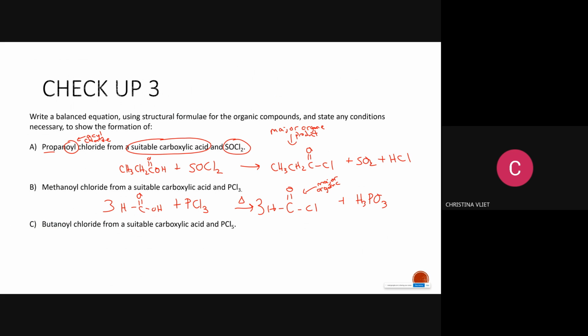And the final one, butanoyl chloride. What would be the carboxylic acid that would make butanoyl chloride?